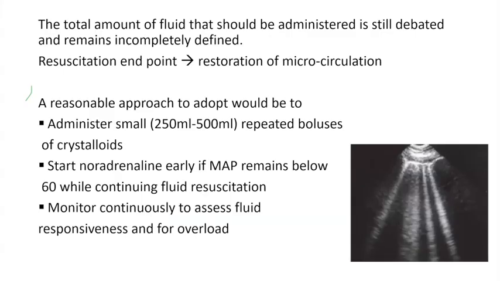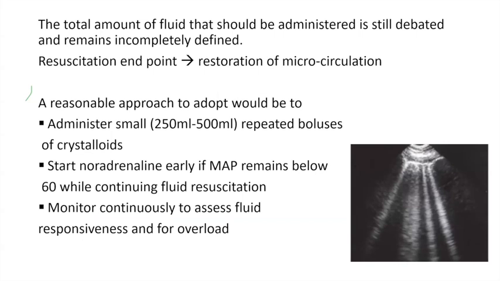So the bottom line: still, even after several updates to our guidelines, the total amount of fluid that should be administered is still under debate and remains incompletely defined. The resuscitation endpoint is restoration of microcirculation. So, a reasonable approach would be to administer an initial bolus to feed the deficit of the patient, and then to go with relatively smaller boluses, maybe 250 to 500, while assessing the fluid responsiveness.